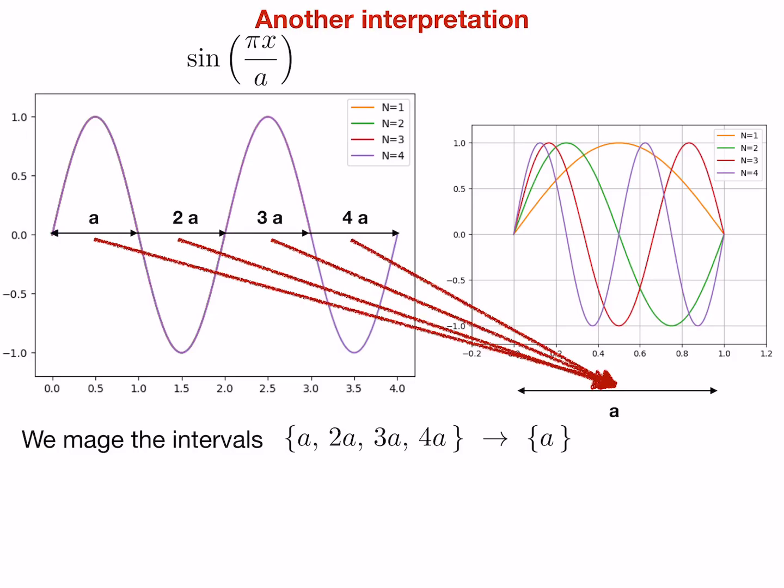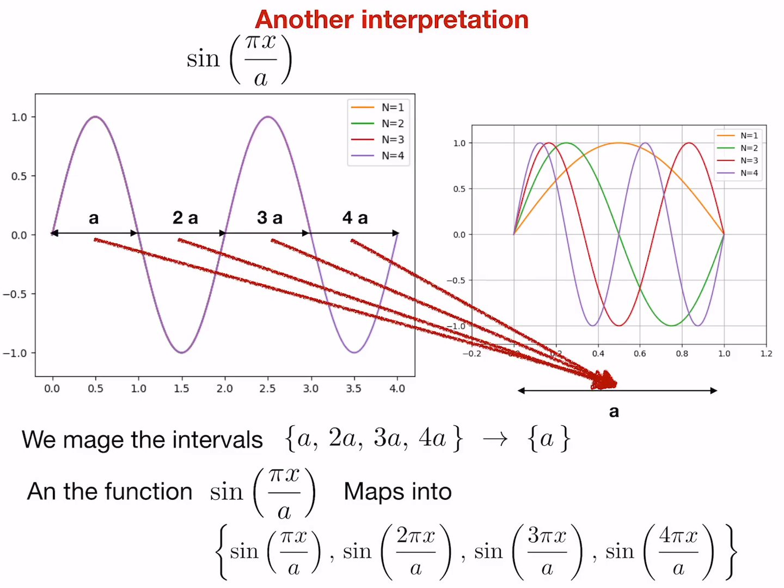All the intervals a, 2a, 3a, 4a are mapped to an interval 0 to a, and in this transformation sine pi x/a maps into sine pi x/a, sine 2 pi x/a, sine 3 pi x/a, and sine 4 pi x/a, and so on. So both are essentially the same because of having the roots at regular intervals. If the roots are not at regular intervals, this scenario would change completely.